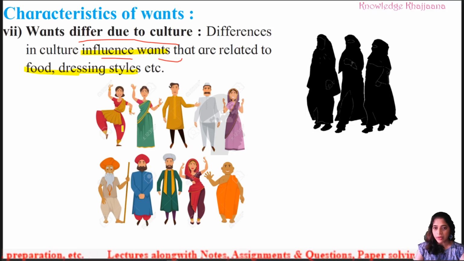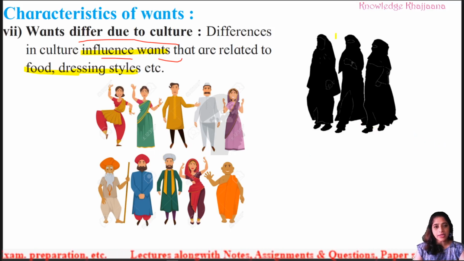For example, whatever Punjabi people have in their foods, South Indian people will not have. What is the basic staple in South Indian food? It is coconut as well as rice, but it is not used by North Indian people. North Indian people don't use coconut or rice. So the want for rice or coconut for South Indian people would not be the same for the Punjabi people, because rice and coconut are not their staple food. They have wheat in their food. So if you think about food or dressing style, their wants differ.